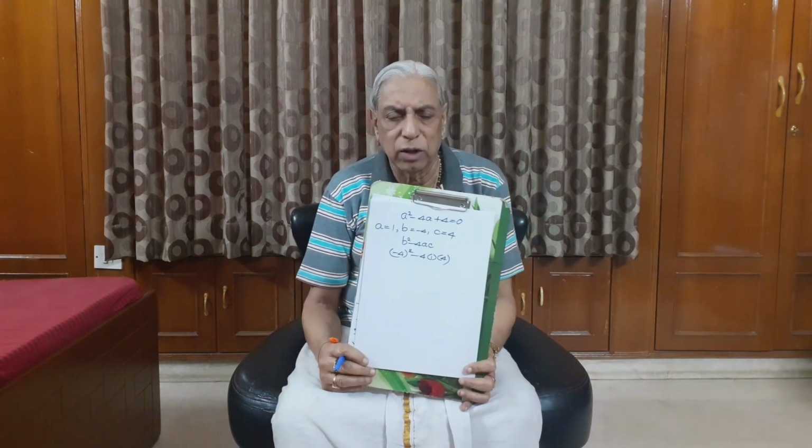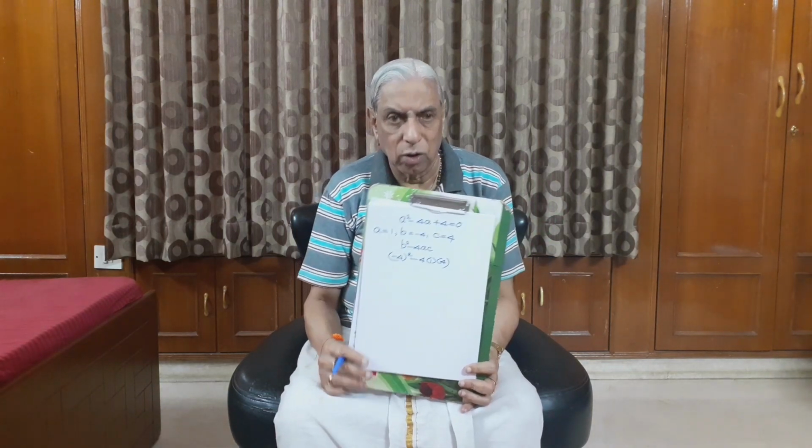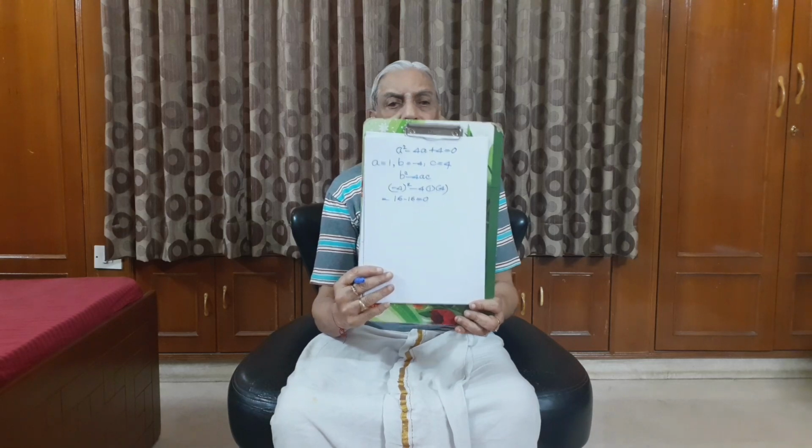So, B squared minus 4AC. What is B squared? Minus 4 the whole square. Minus 4AC, 4 into 1 into 4. Minus 4 the whole square, minus 4 into 1 into 4. What is minus 4 the whole square? 16. Minus 16. What is the value of 16 minus 16? 0.